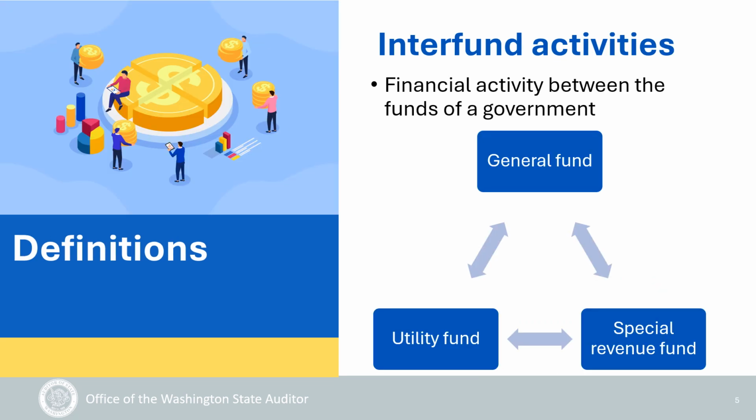The technical definition of interfund activity is financial activity between the funds of a government. For example, a city or a county might have a general fund, a utility fund, and a special revenue fund. And if these funds have financial transactions between them, that is called interfund activity. That also means that governments that report a single fund on their financial statements would not have any interfund activity because they only have one fund.